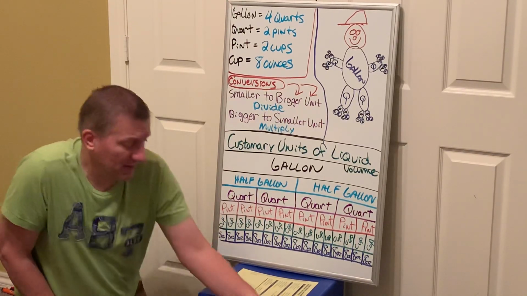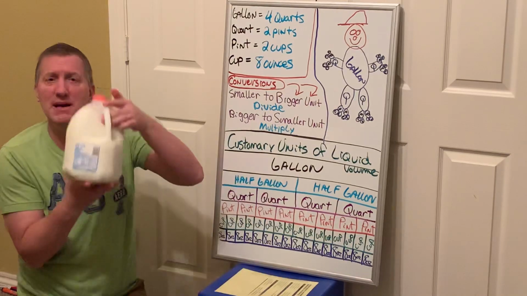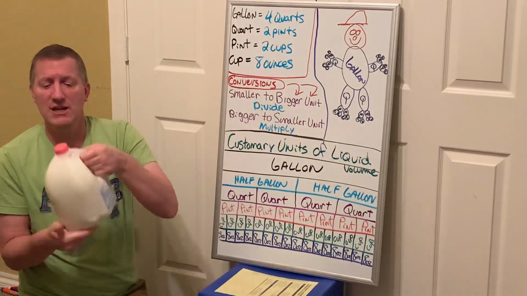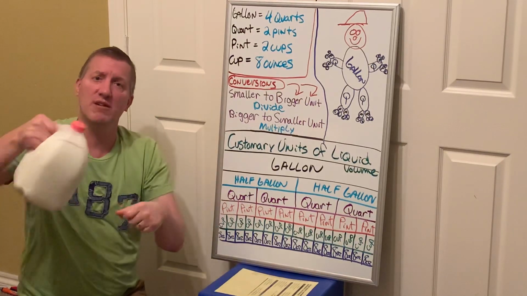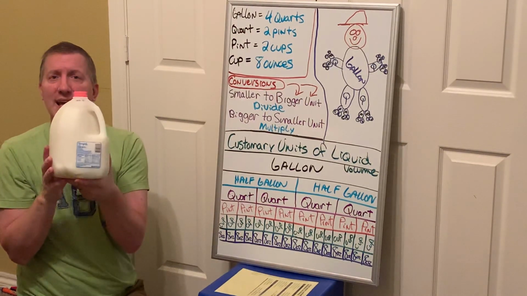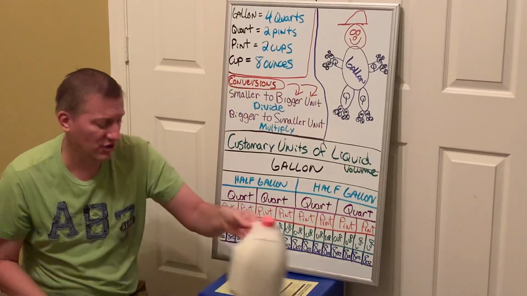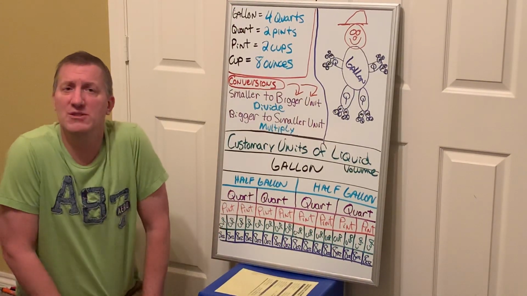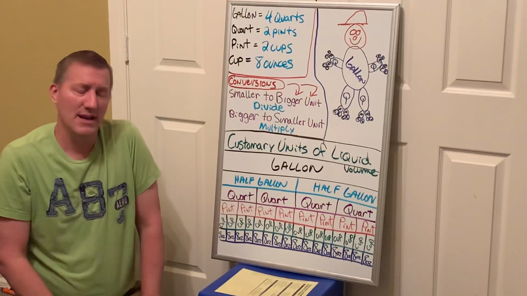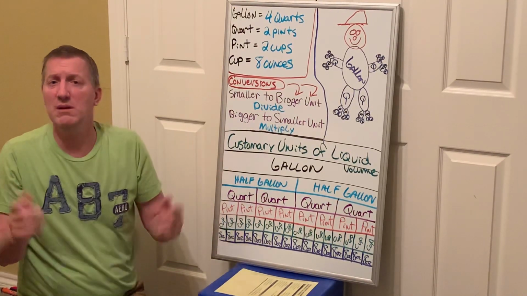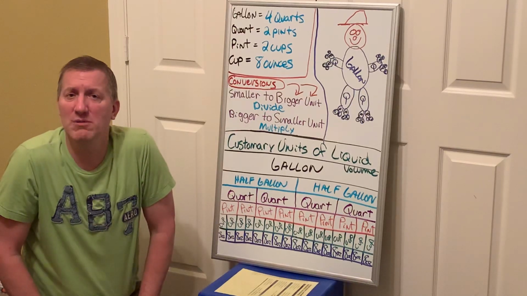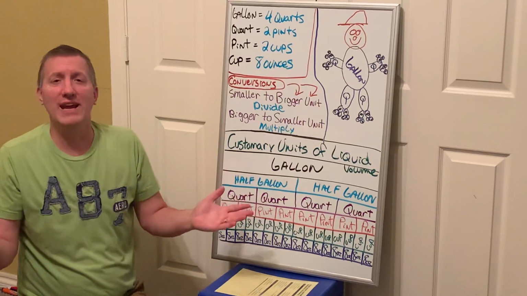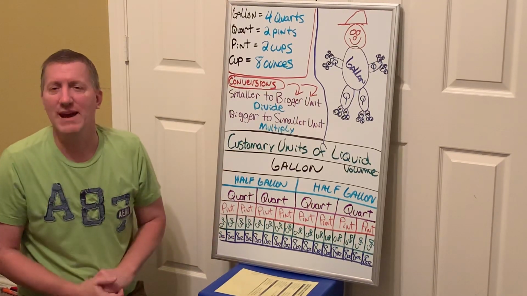Or if you're drinking a gallon of milk and pouring yourself a glass, take a picture of yourself pouring out of the gallon and into your glass. Take a picture of yourself or have someone take a picture of you and send it in to me and tell me what you're doing. Show me what you're doing. You can be as creative as you want with that one.